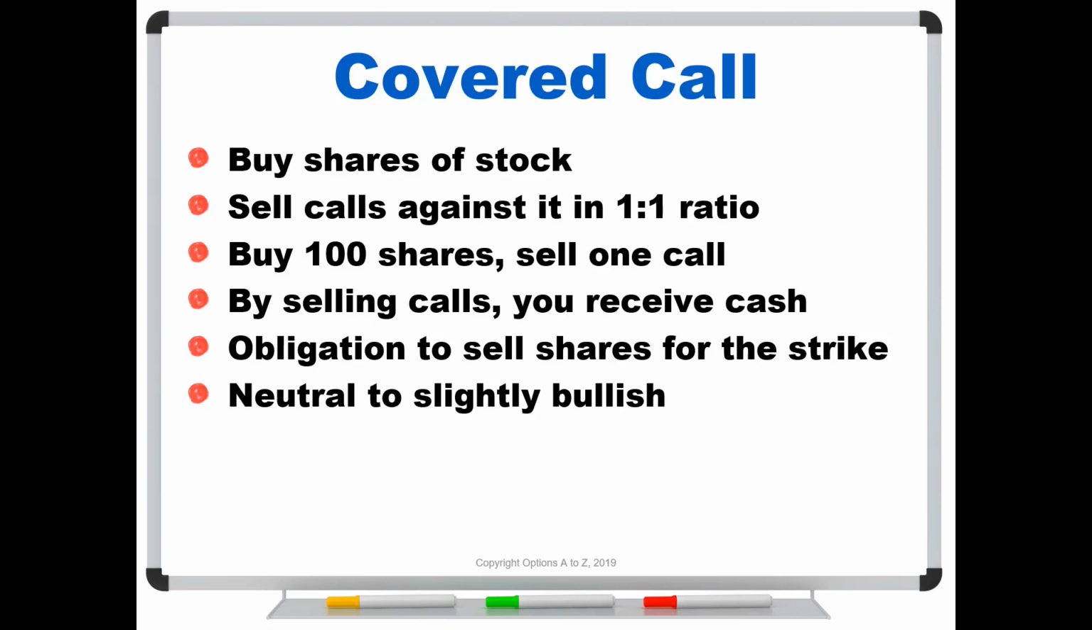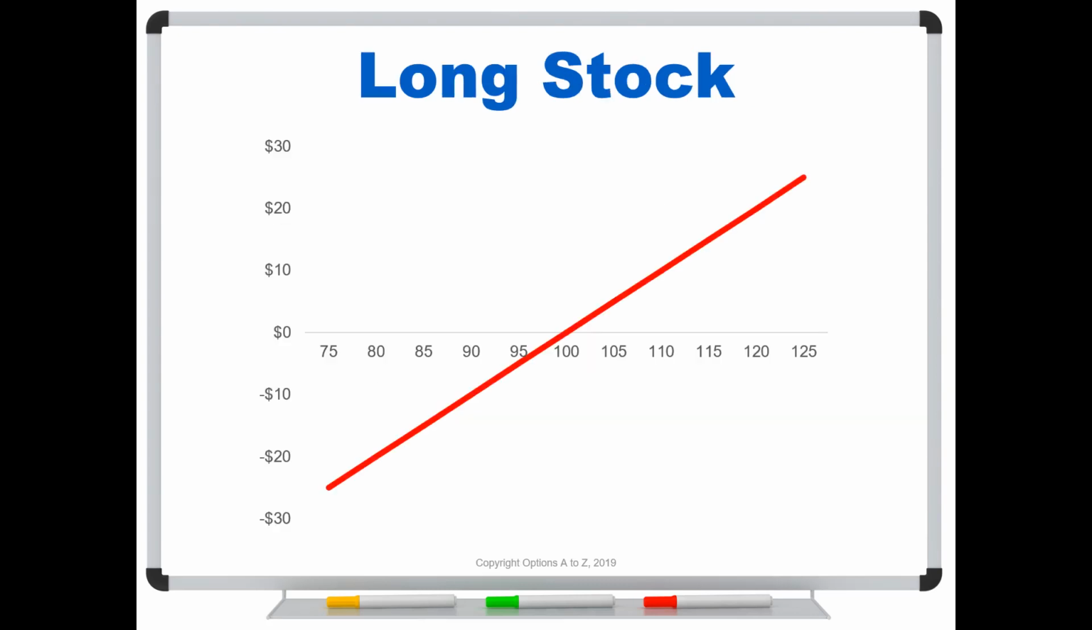So what exactly does the covered call do for you? Well, let's take a look at long shares of stock. This is your profit and loss diagram for 100 shares of stock purchased at 100. And the good news is you get all of the upside gains up here. The bad news is you also participate in 100% of the losses. So it's dollar for dollar up and dollar for dollar down.